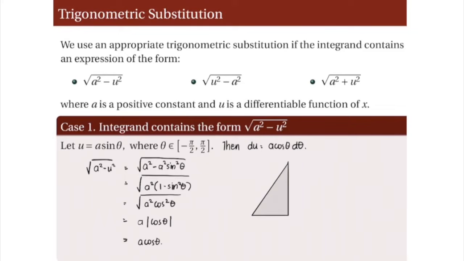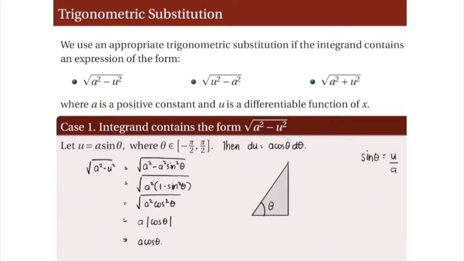Kunwari right triangle na yan. So, kung kunwari ito si theta, again, coming from the substitution na ginamit natin, again, u equal to a sine theta. Again, we know here na si sine theta is actually equal to u over a.